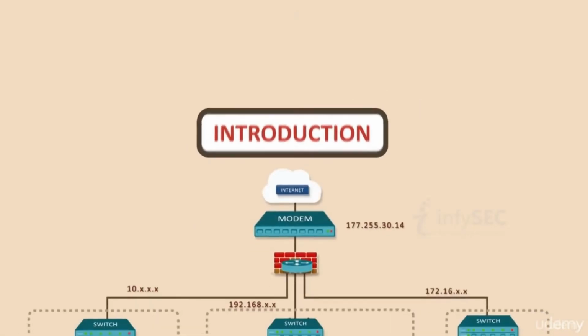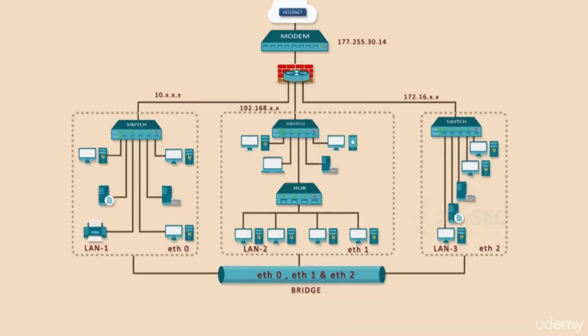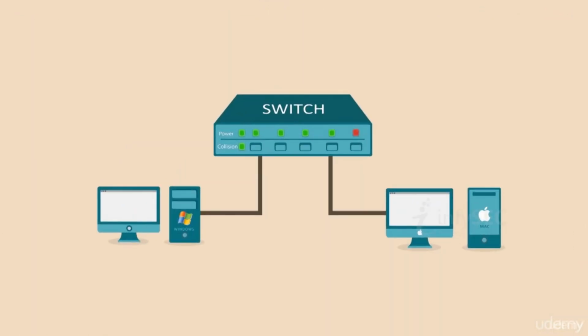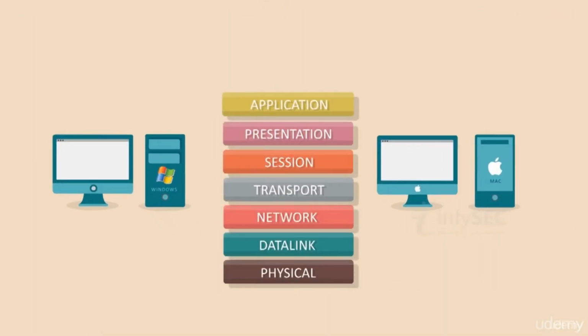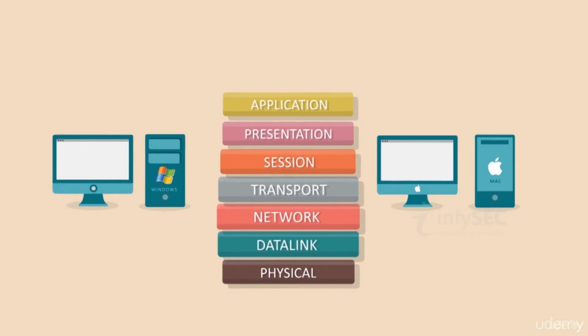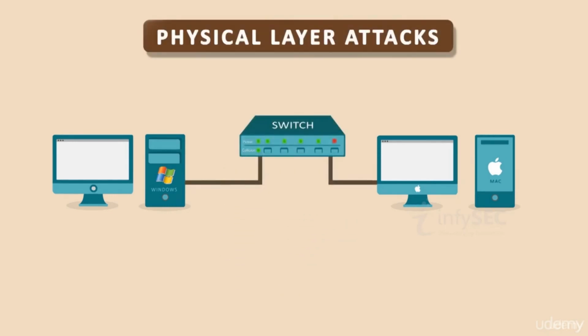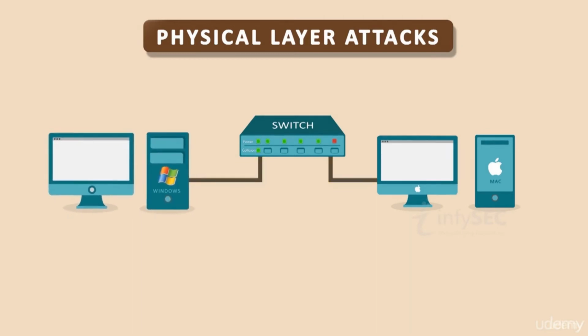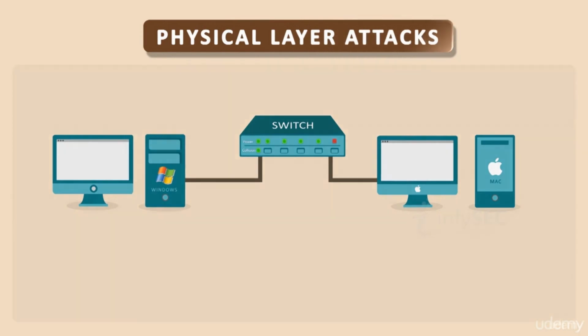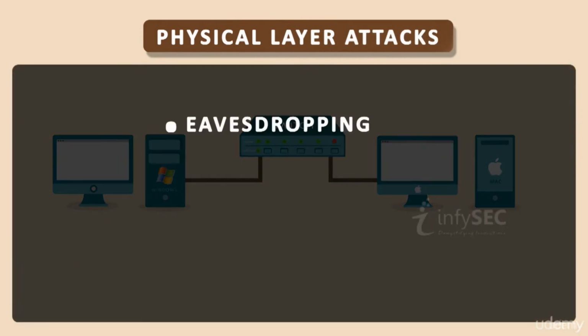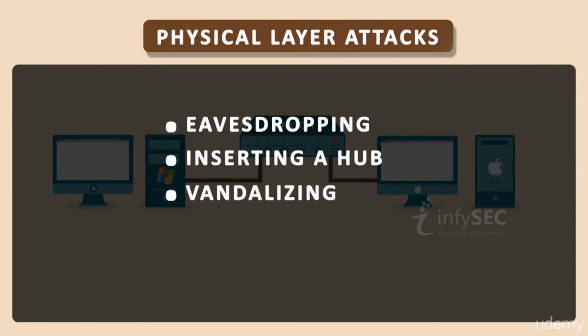Introduction. Having seen how a network is and how communication happens inside a network, let us dive deep into how network-based attacks are performed at each and every layer of the OSI model. Physical layer attacks. The mere concept of a physical attack implies that you have direct physical access to the systems on the network. Physical layer attacks include the following: eavesdropping, inserting a hub, and vandalizing.